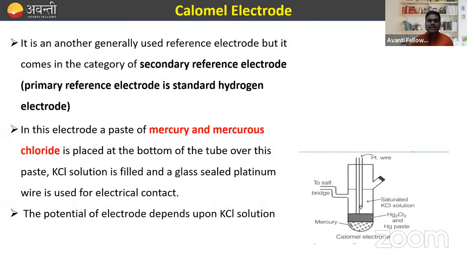So what is this calomel electrode basically? It is another generally used reference electrode, but it comes in the category of the secondary reference electrode.